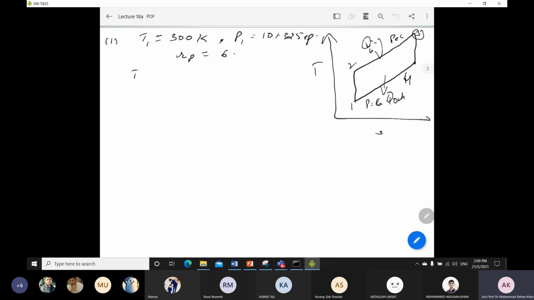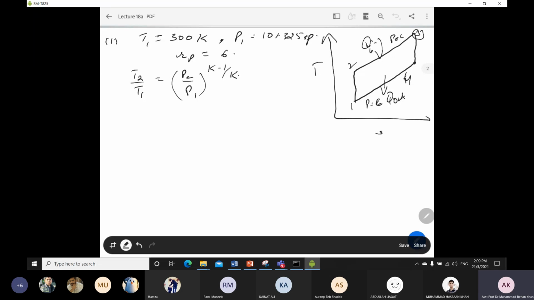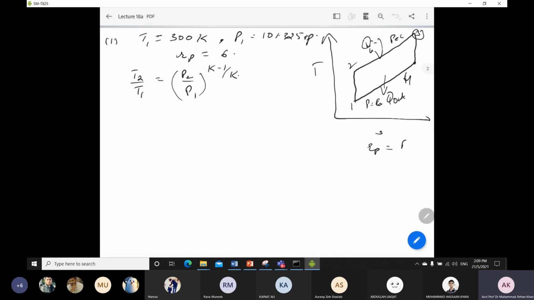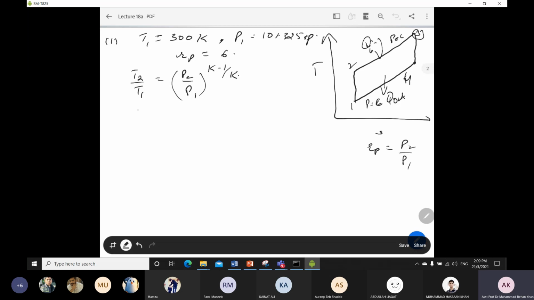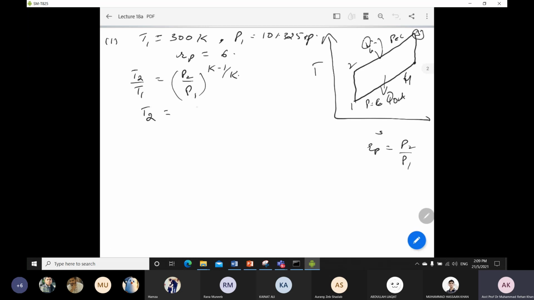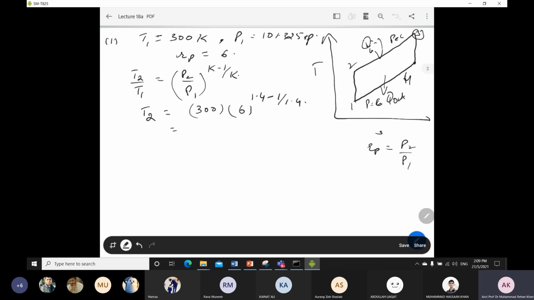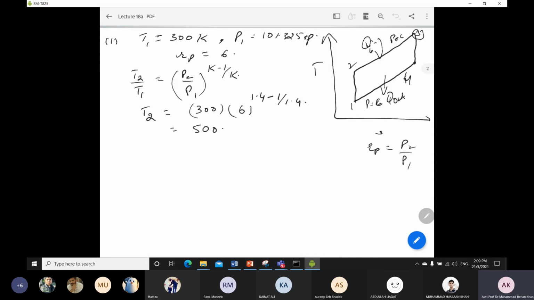We can apply T2 over T1 is equal to P2 over P1 to the power K minus 1 over K. This is the valid relation. I already told you that RP is the ratio of maximum pressure to minimum pressure, so P2 over P1 is known from the question. From here we can easily find the value of T2, which is 300 into RP value 6, to the power specific heat ratio for air 1.4 minus 1 over 1.4. If you solve it, you will easily get the value of T2, which is equal to 500.4 Kelvin.